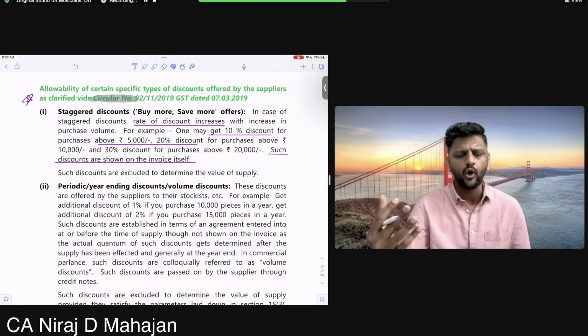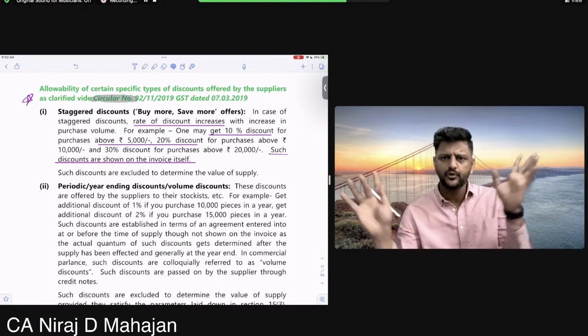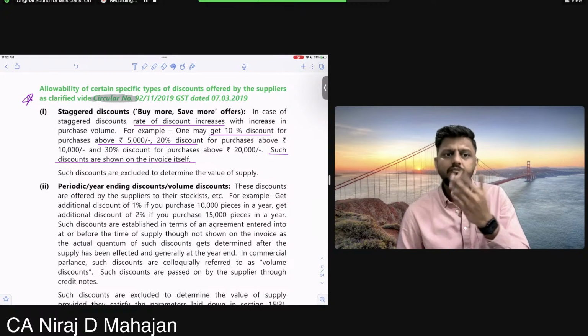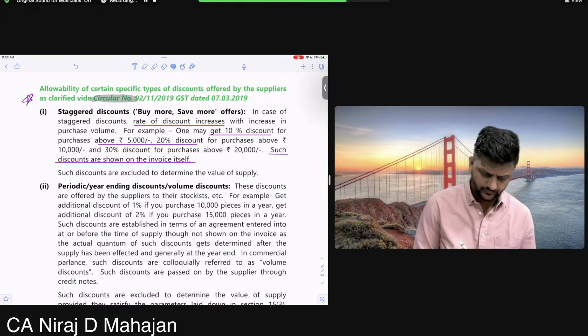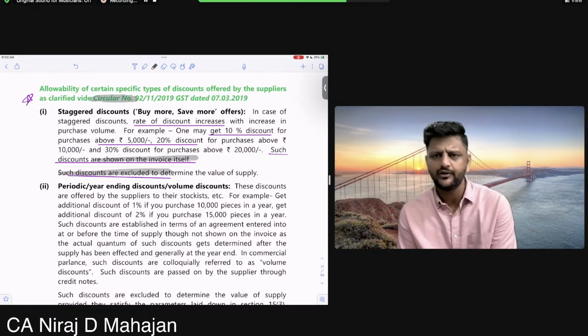Now here the discount was already offered at the time of supply. It is already displayed, and it's also recorded on the invoice. So such discounts are excluded from the value of supply. No problem.